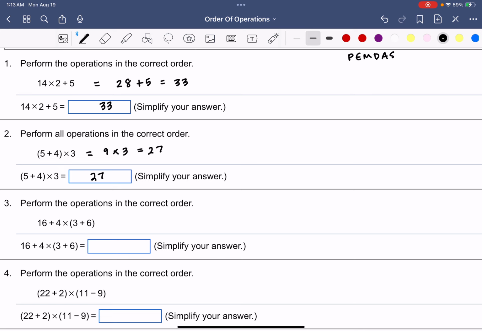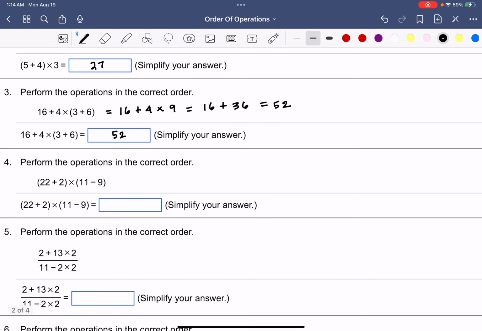In number 3, we have addition, and we have multiplication, and we have parentheses. So the parentheses have to come first. So you'll notice I'm not going to do anything except what's in the parentheses. 3 plus 6 is 9. Now, I'm going to multiply first. So that's 16 plus 4 times 9 is 36. Add those together, and I get 52. So always do what's in the parentheses first, then follow multiply or divide, then add or subtract. Final answer, 52.